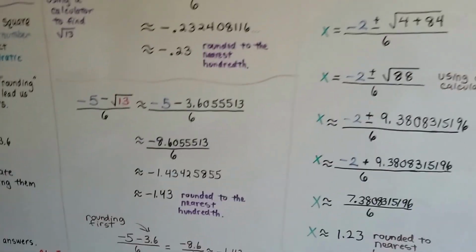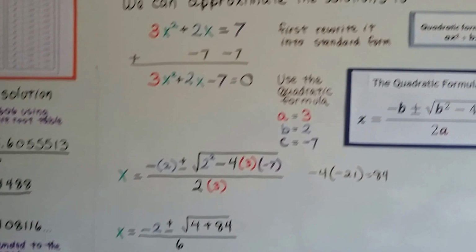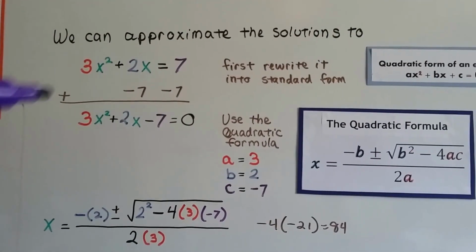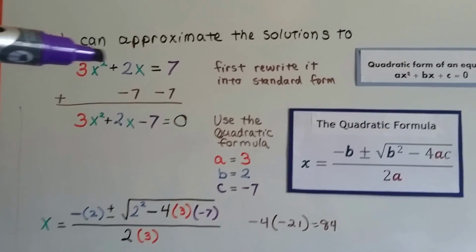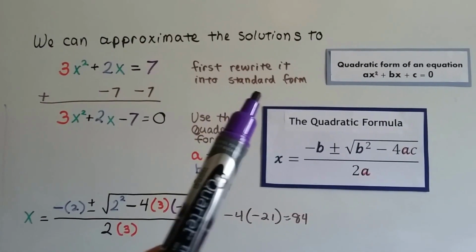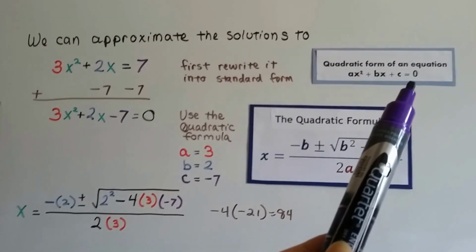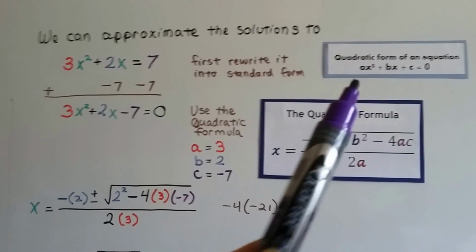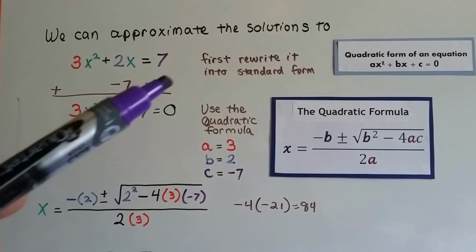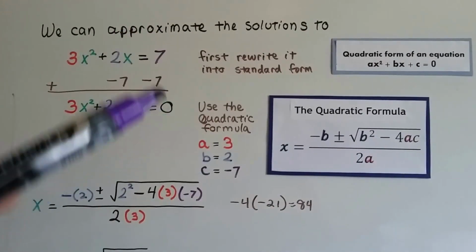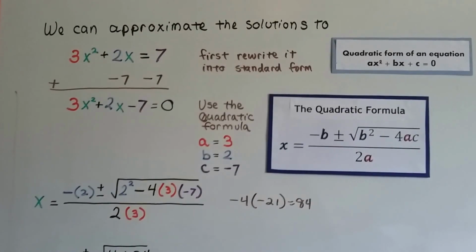It'll be way more accurate, especially in chemistry and science. So we can approximate the solutions to 3x squared plus 2x equals 7. We've got to rewrite it into standard form of a quadratic equation first, like ax squared plus bx plus c equals 0. So we're going to add a negative 7 to each side of the equation, set this side as additive inverses as a 0 pair, so we get a 0 on the other side of the equal sign.